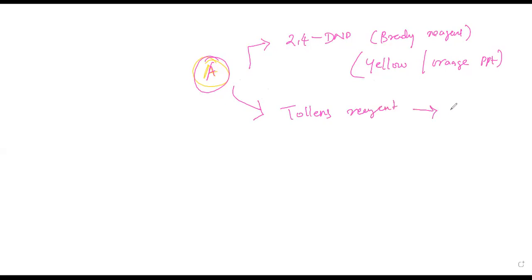it gave the silver mirror in the test tube. That means it activated the Tollens reagent. Can you say what compound A is?